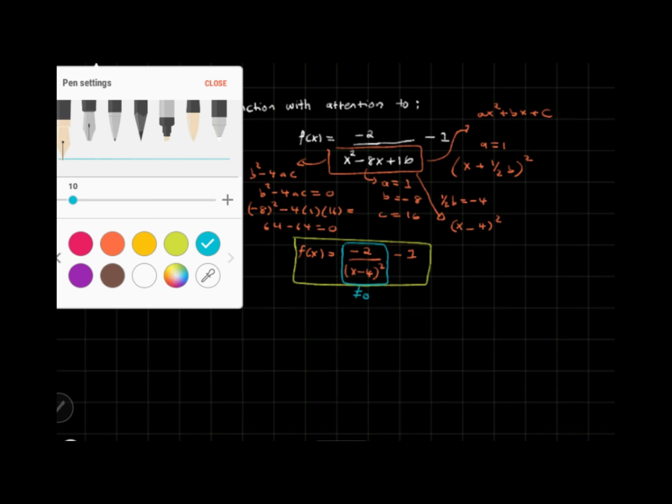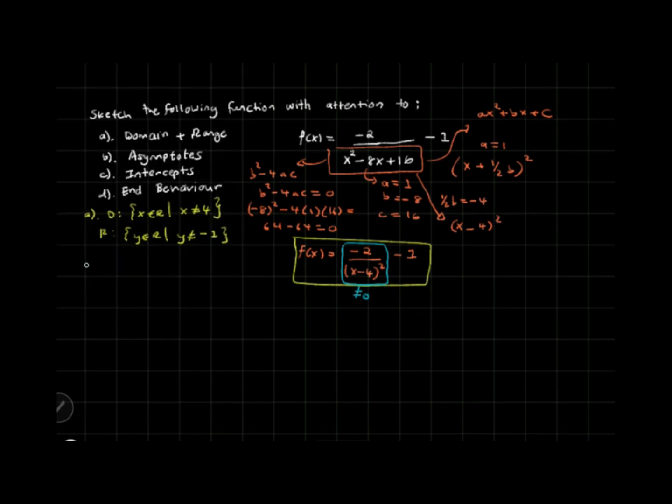Now, after we find the domain and range, what we're going to do next is find the restrictions, the asymptotes. The vertical asymptote is the restriction on the domain, so the vertical asymptote is x is equal to 4. The horizontal asymptote is the restriction on the range, which is y is equal to -1, so we understand that. The next thing we want to do here is also find our intercepts. So I'm going to find my x-intercept and y-intercept.